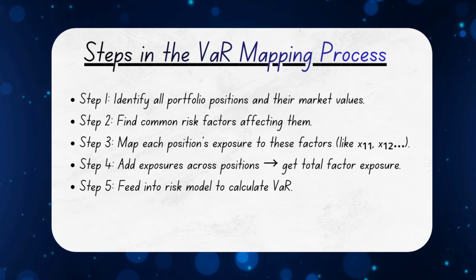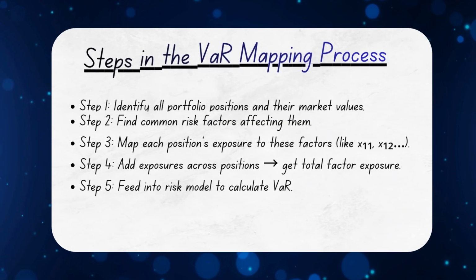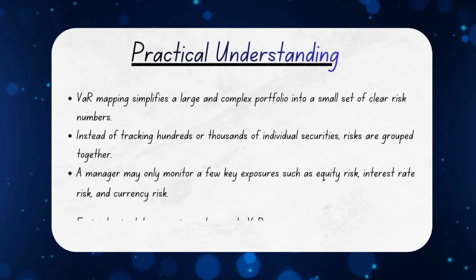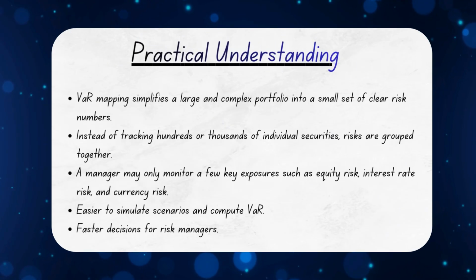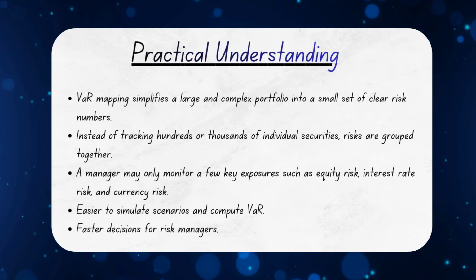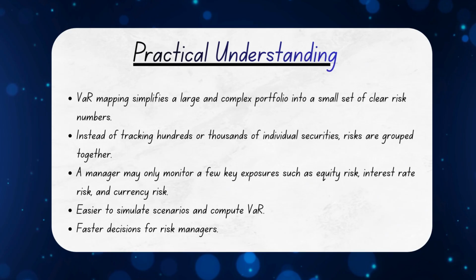In the end, VaR mapping turns a complicated portfolio with hundreds or thousands of securities into just a few clear risk numbers. For example, instead of managing 1,000 separate trades, a risk manager might only track 3 exposures: equity risk, interest rate risk, and currency risk. This makes simulations quicker, results easier to interpret, and decisions much faster.